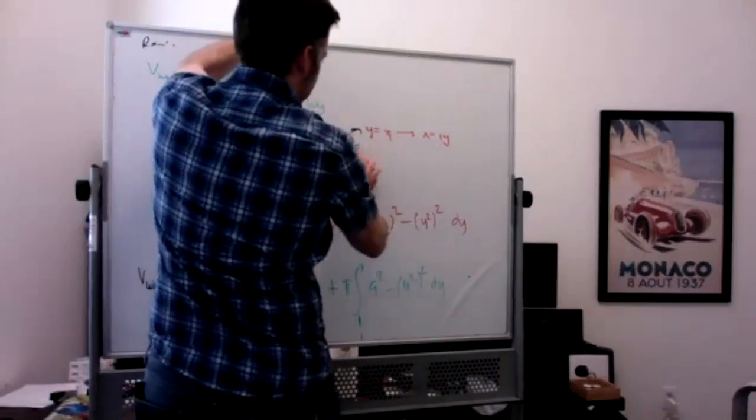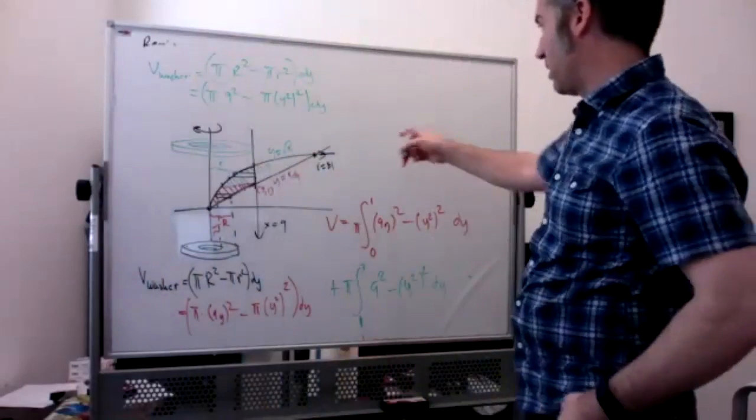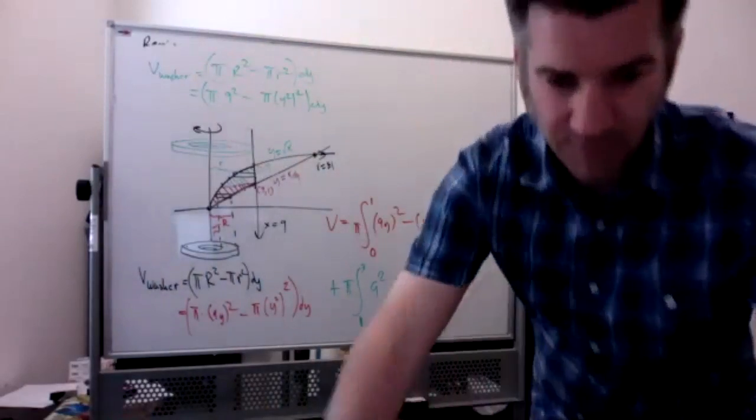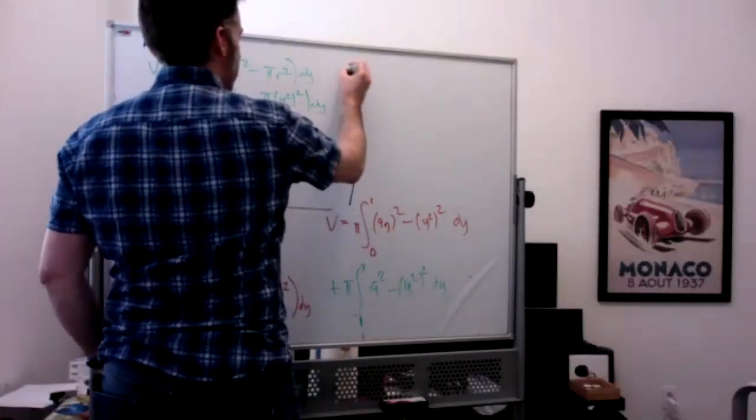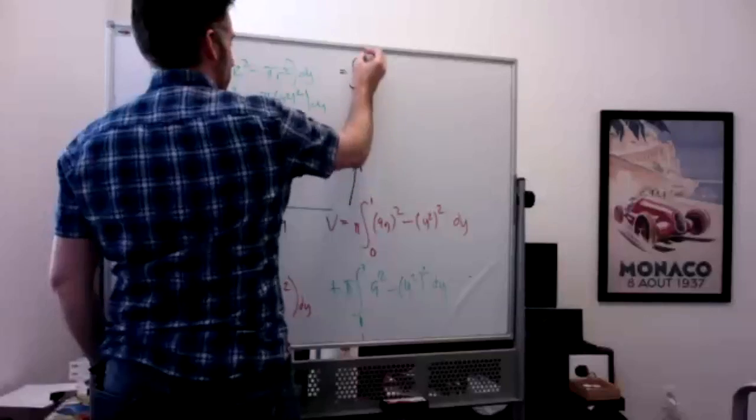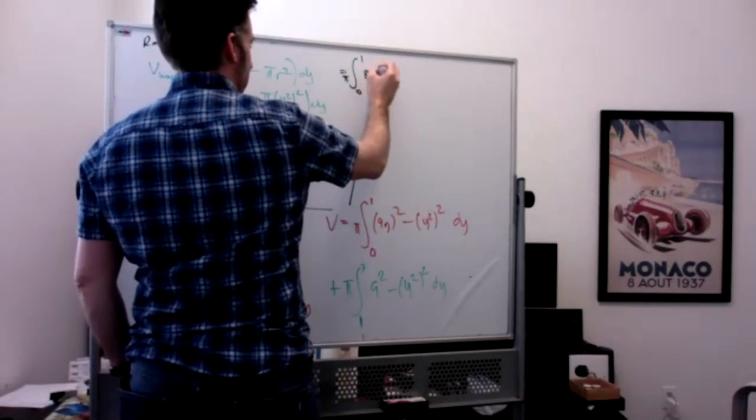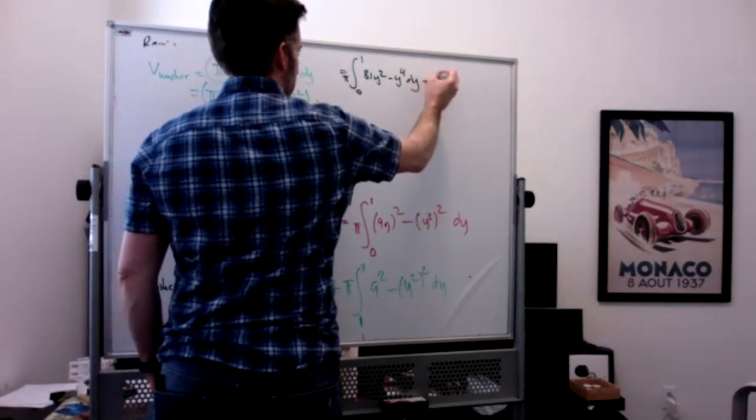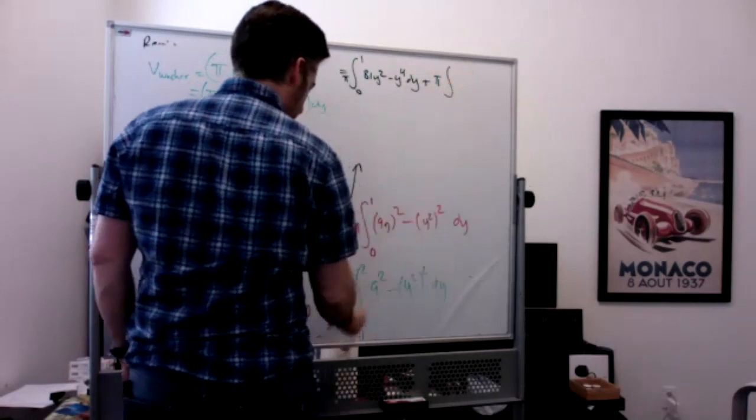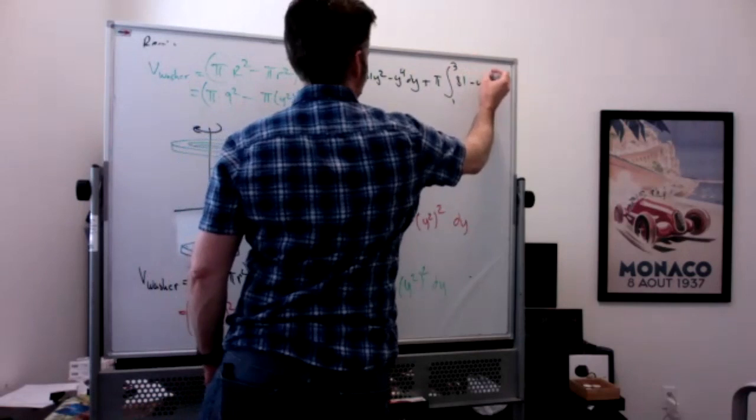If I were taking a test and I was limited on time, I would simplify it a little bit. I would say that this was equal to pi times the integral from 0 to 1 of 81y squared minus y to the 4th, plus pi times the integral from 1 to 3 of 81 minus y to the 4th.